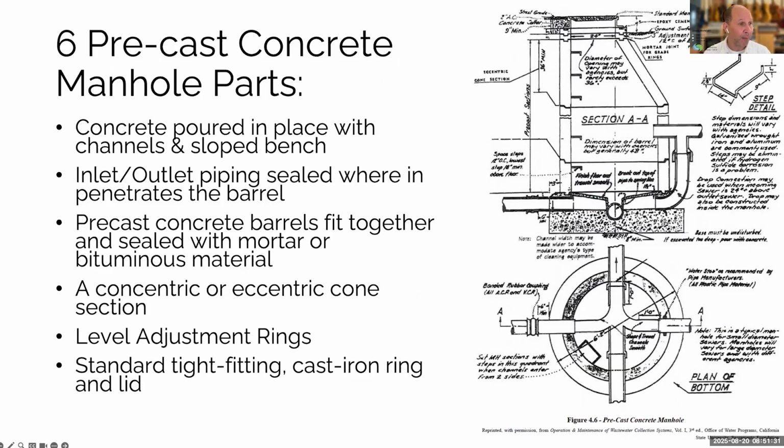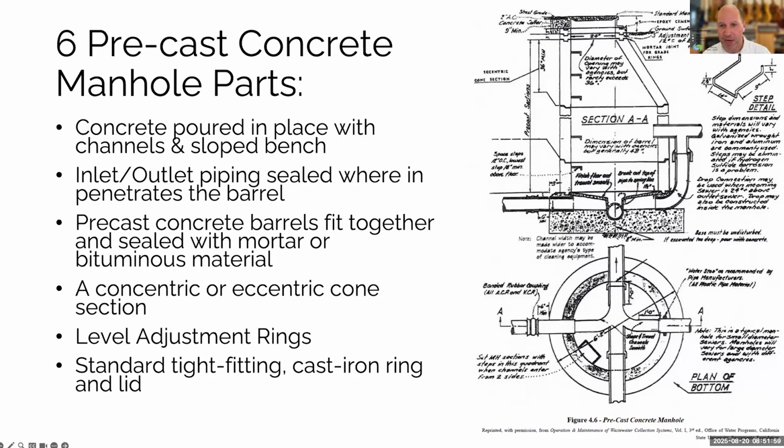Precast concrete barrels are typically, as you can see in that diagram here, sort of rings that sit on top of each other. Again, each one of those has to be sealed. There's usually a concentric or eccentric cone at the top so that you can climb in. There's going to be level adjustment rings so that when streets get repaved, you can readjust the height of the manhole. And then obviously there's going to be a cast iron ring and a lid at the top. At least there should be.